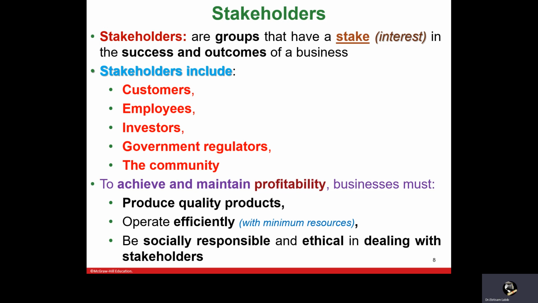To achieve and maintain profitability, the businesses need to produce good quality products, and they need to operate their activities efficiently. And when we say efficiently, it means with minimum resources, with minimum raw materials, with the minimum amount of time, with the minimum number of employees needed to produce certain products, for example, and so on. And of course, to be socially responsible and ethical in dealing with the stakeholders. As we said, they need to act ethically and socially responsible.